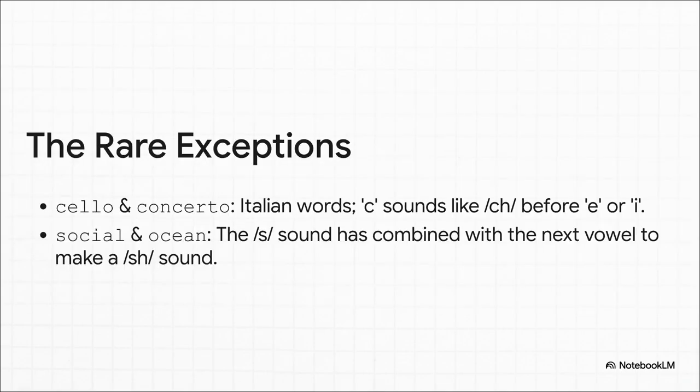See? Easy. Now, like any good rule, there are a few rare exceptions. I mean, this is English, after all. You've got words like cello and concerto, which come from Italian, where C before an I or E actually makes a "cha" sound. And then in words like social or ocean, that soft S sound has kind of blended with the next vowel to make a "sh" sound. But honestly, these are pretty rare. The EIY rule works pretty much all the time.